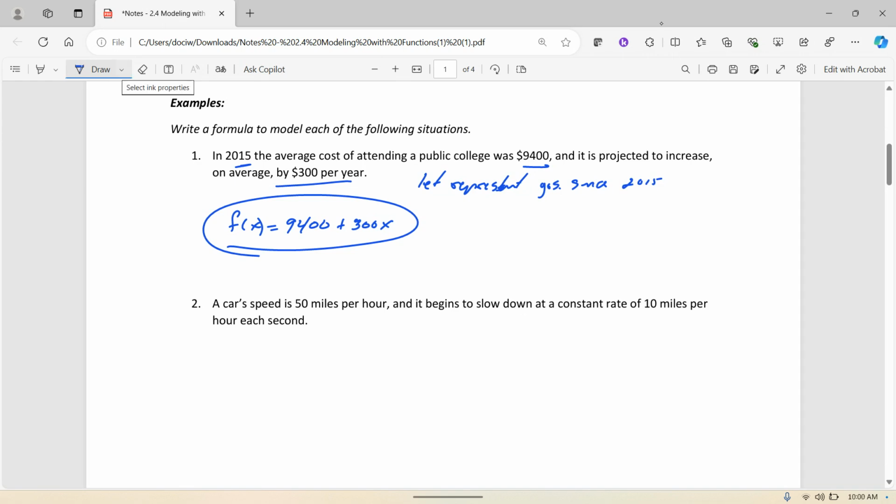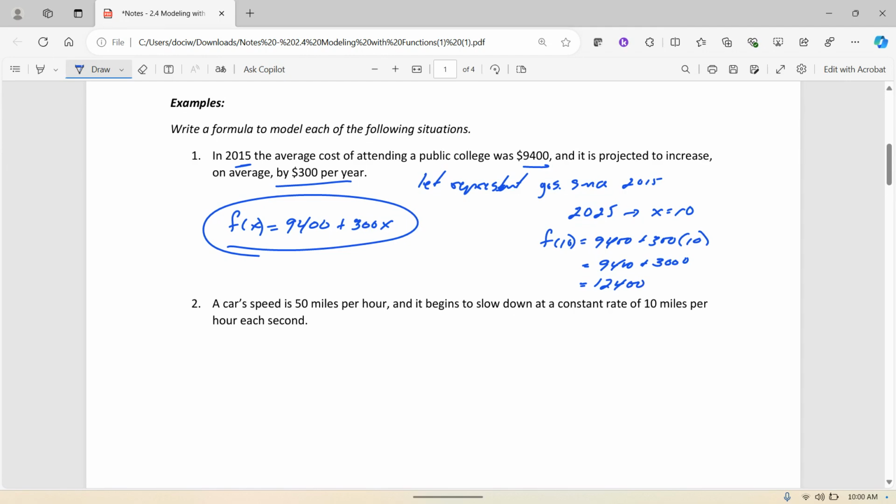If I wanted to estimate, let's just say in 2025, x would equal 10, because 2025 is 10 years after 2015. So f of 10 would be 9,400 plus 300 times 10, or 9,400 plus 3,000. Based on that estimate, I would expect that college would cost $12,400.